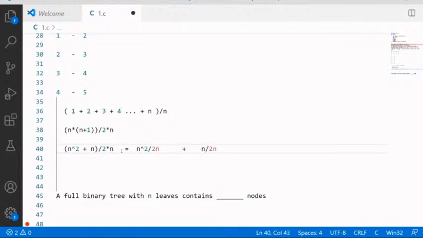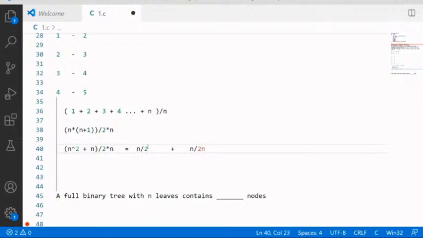Coming to n square divided by 2n, your numerator has n square and your denominator has 2n. So from n square in the numerator I'm going to take 1 n off, and from the denominator I'm going to take 1 n. So this n will be cancelled, and here instead of n square we'll have n.